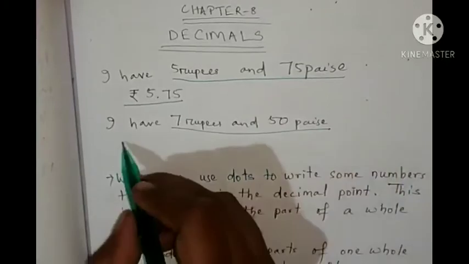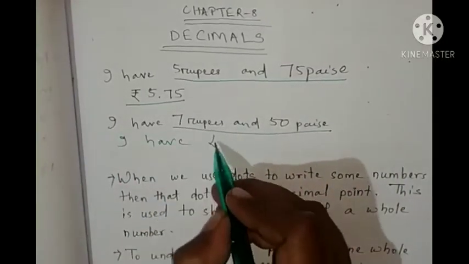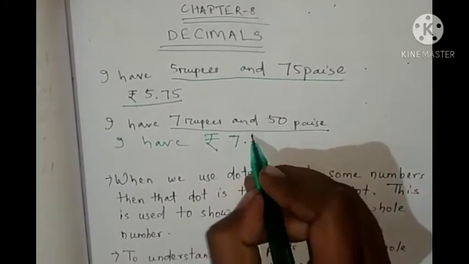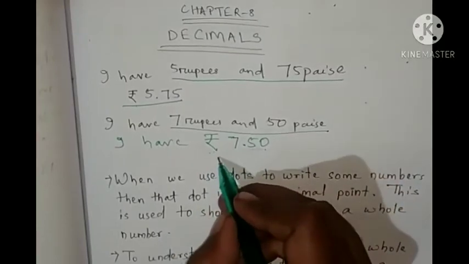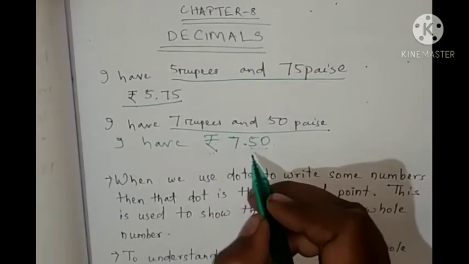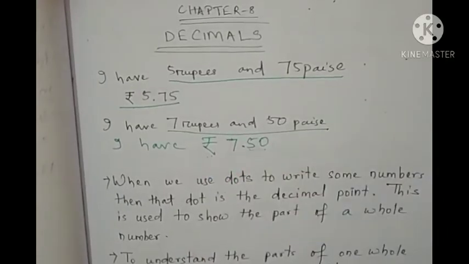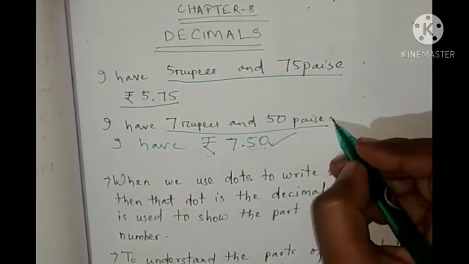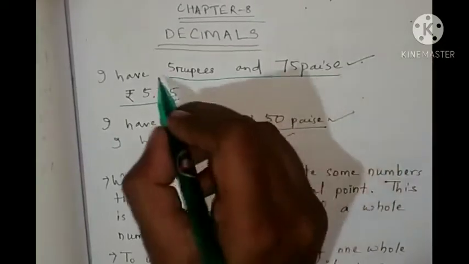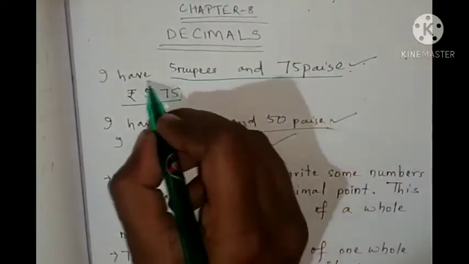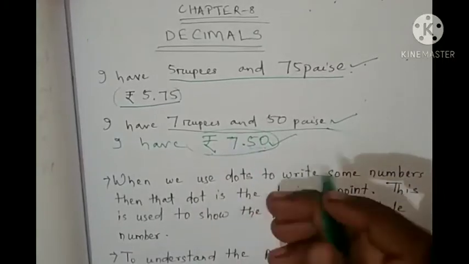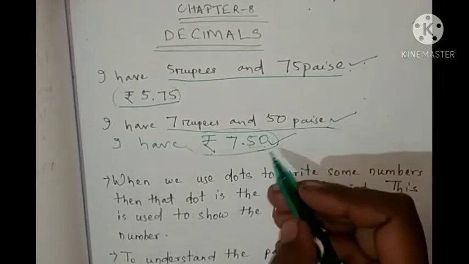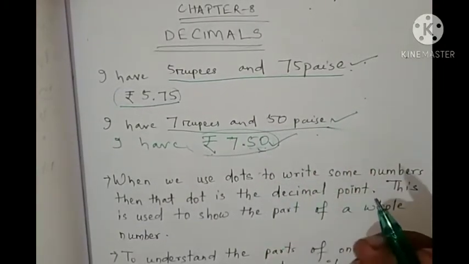Next you see I have 7 rupees 50 paise. I can write it as rupees 7.50. This means 7 rupees 50 paise. Look how easy this writing is as compared to that one. That one uses a lot of words, but this will take less space. Which one will be easy, this one or this one? This one is easy.